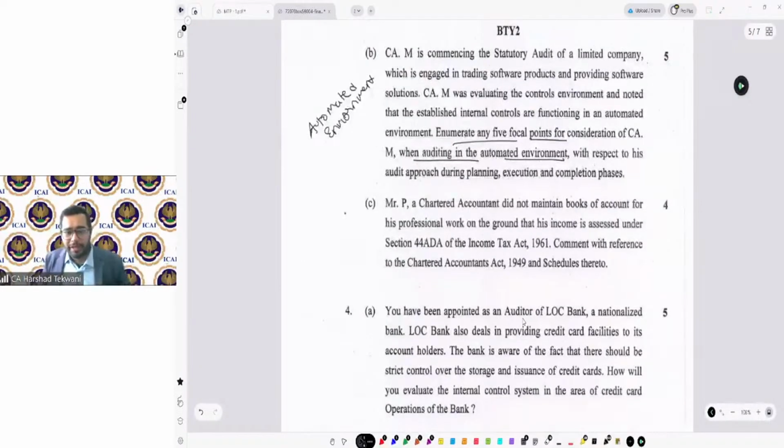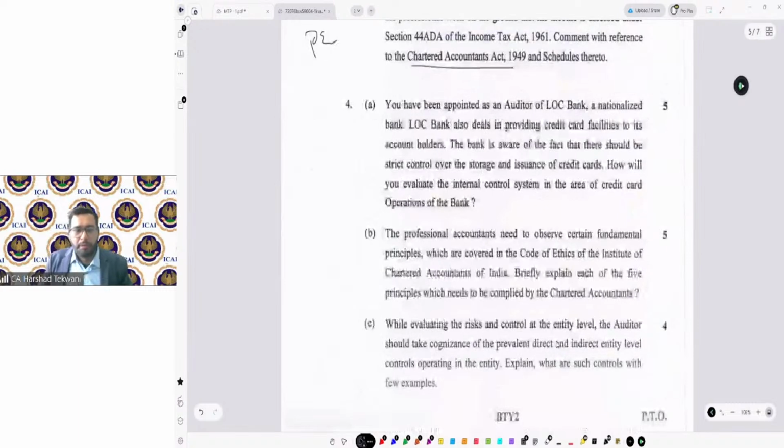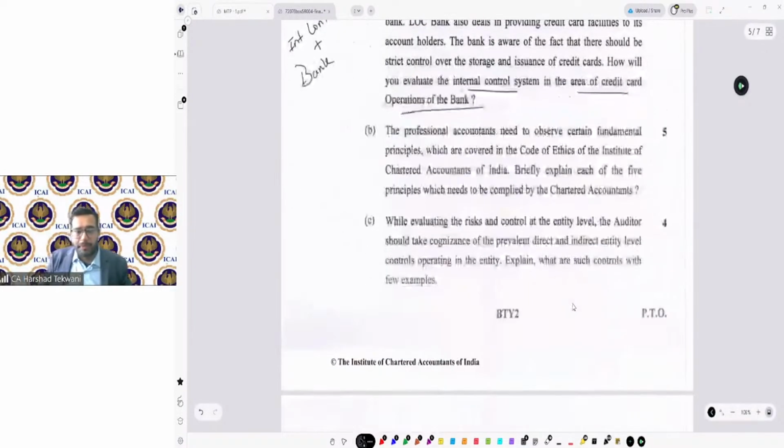Then you can see, okay, this is Chartered Accountant Schedule, professional ethics. Number 4, internal control in the area of credit card operations. This is bank plus internal controls. Then you can see again code of ethics related. Okay, professional ethics.